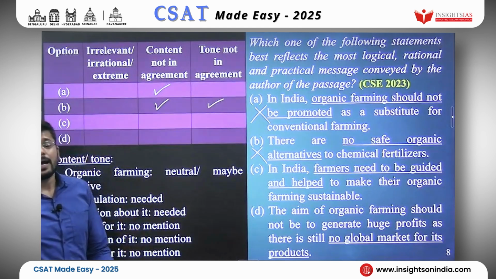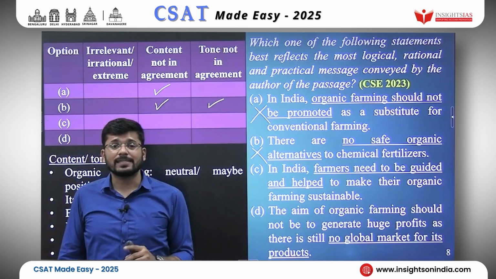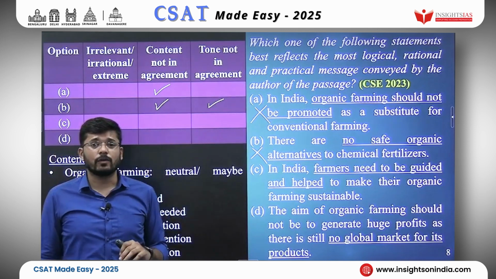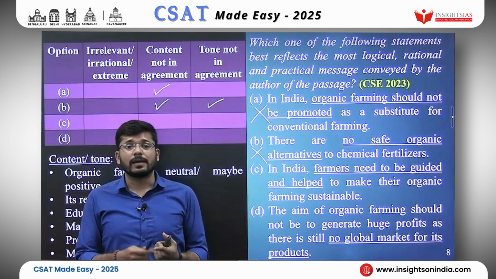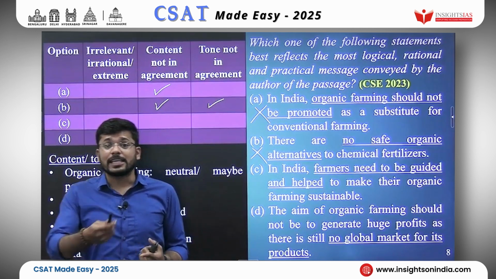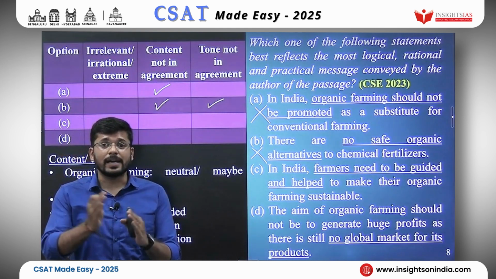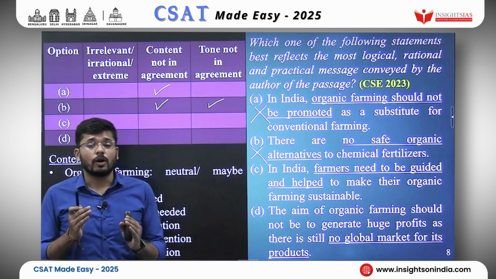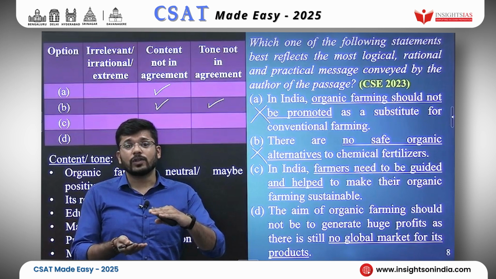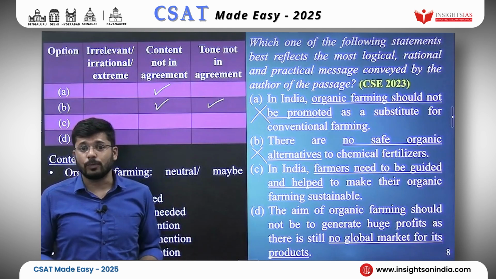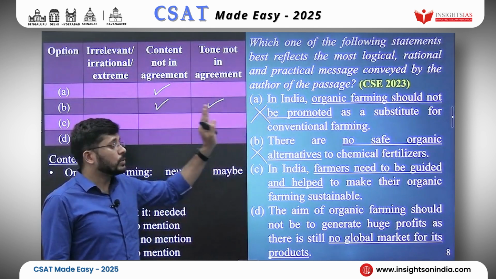Okay. Why have I made this table? Because in the previous class I told you that I had given you, I think, 3 or 4 steps to do option elimination. First one was to eliminate illogical, irrational and extreme options. Then to eliminate the options which are not in agreement with the content of the passage. Then to eliminate the options which are not in agreement with the tone of the passage. And ultimately, if you are left with 2 options, then eliminate the less appropriate one. Okay. Now we eliminated 2 of these options using this method.